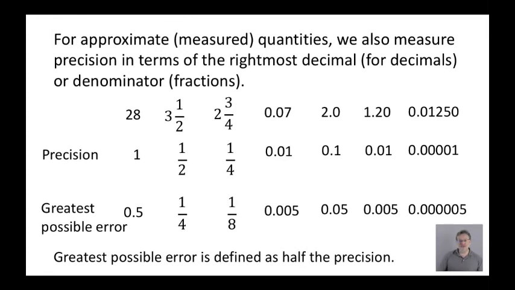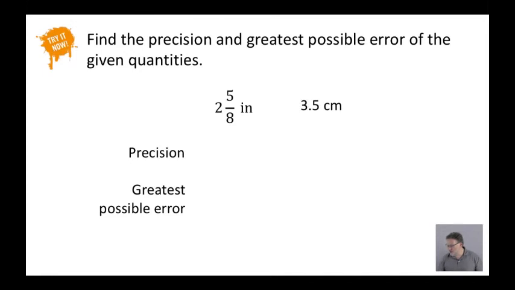So take some time to do this one on your own here. I've given you 2 measurements here of 2 5/8 inches and 3.5 centimeters. One showing a mixed number, the other one showing you a decimal. In both cases, find out what the precision is, record what that is, and also give the greatest possible error. Take some time to do that.